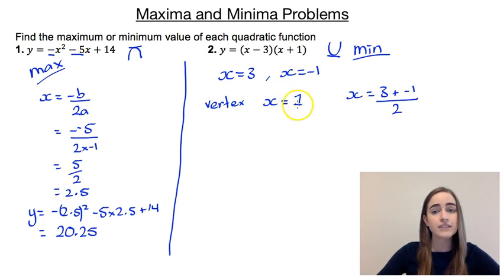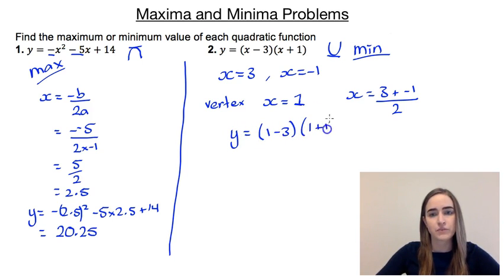Okay, so we know the x value where our minimum occurs, but we need to know what our minimum is, so we'll sub it back in. So we've got y equals 1 minus 3 times 1 plus 1, so that gives us minus 2 times 2, which gives us minus 4. So we've got a minimum value of minus 4 at x equals 1.